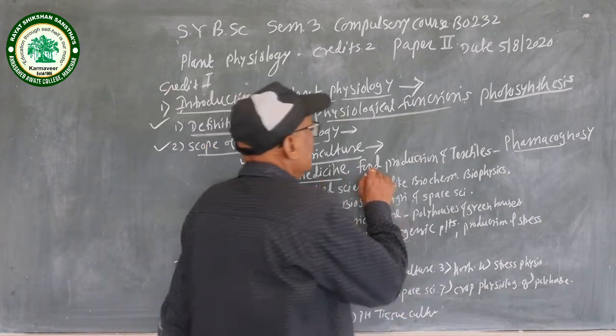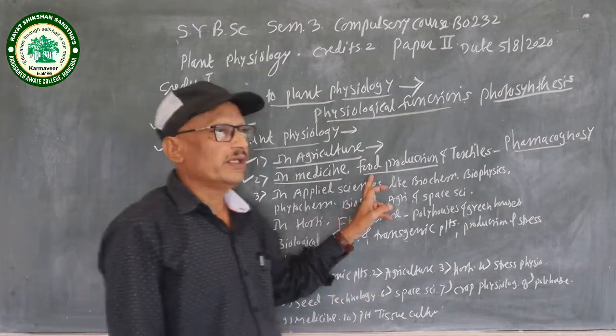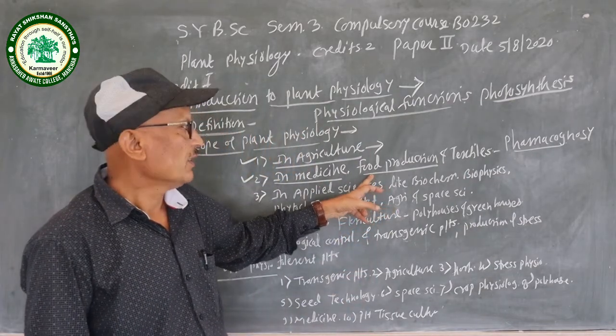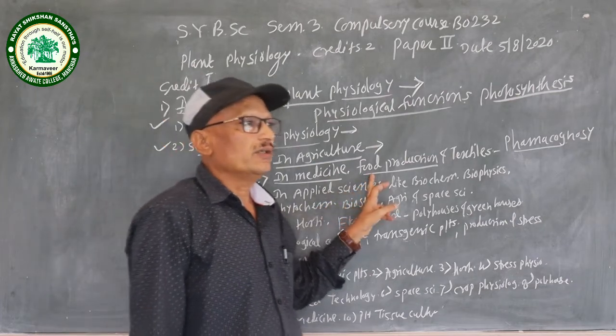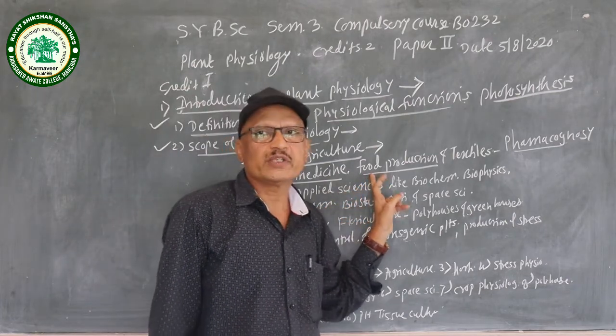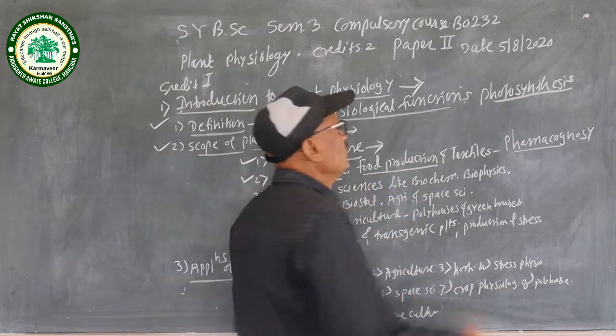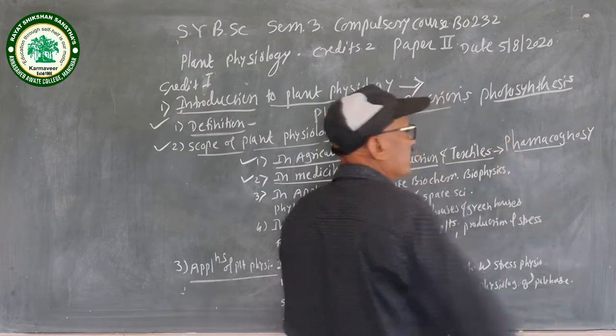Then again, in case of food production, that is cattle food as well as human food. Knowledge of plant physiology is also used in food production, where we can secure the highest yield of food, and also in the modern age, textile.